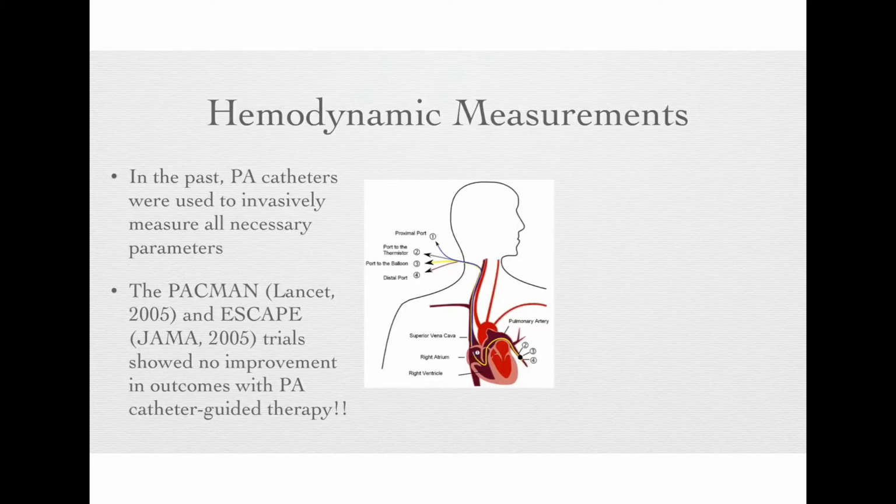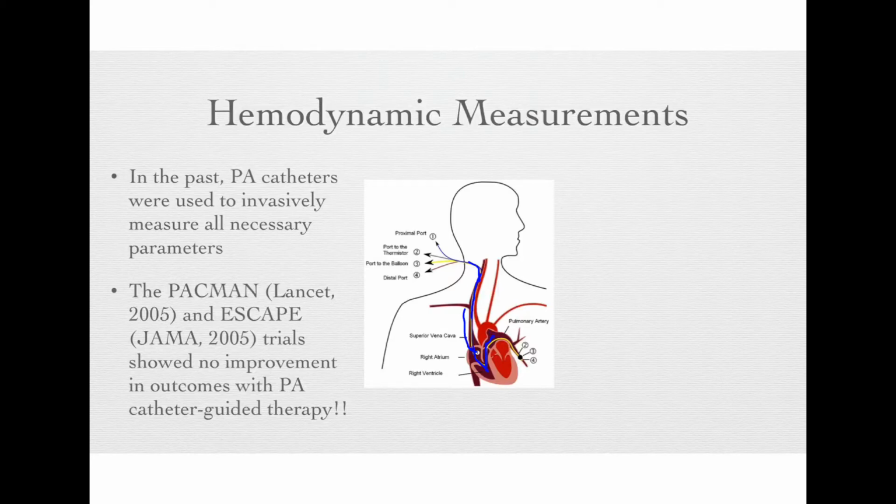Here is a diagram of how the Swan-Ganz catheter, or PA catheter, works. It's essentially a central catheter with multiple ports, inserted into the patient's jugular vein and follows the course of the superior vena cava into the patient's right atrium. There it can measure the patient's central venous pressure, and then it continues on through the tricuspid valve into the right ventricle, where it can measure the patient's right ventricular pressures. It continues through the pulmonic valve into the pulmonary artery and measures pressures there.